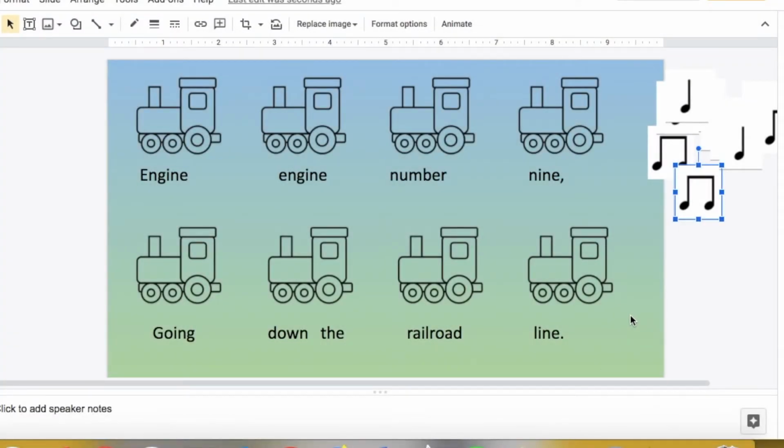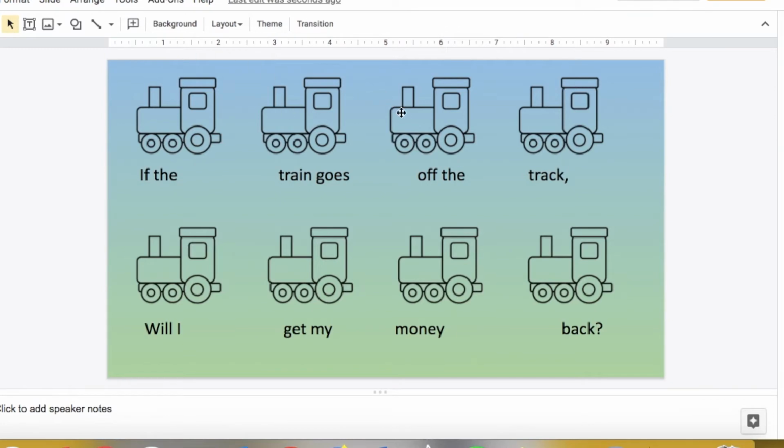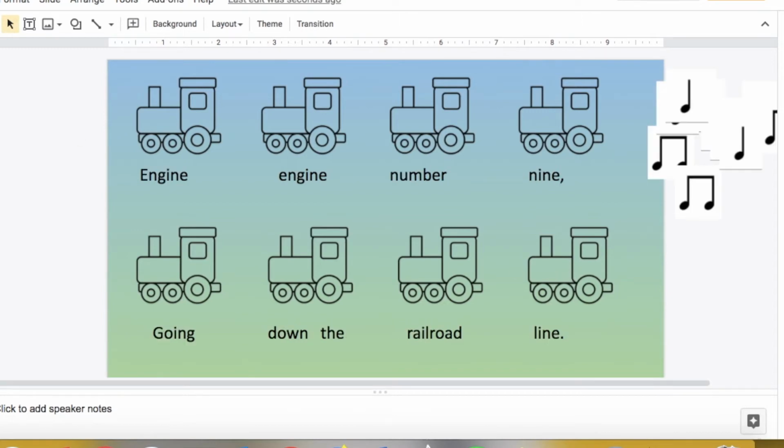So now we're going to go through and see if we can figure out what rhythms we need in the song Engine, Engine, Number 9. All right, let's now say our Engine, Engine, Number 9 while we pat the steady beat on each train. Ready? Here we go. Engine, engine, number 9, going down the railroad line. If the train goes off the track, will I get my money back? So now we need to figure out what rhythms we would use in each beat.